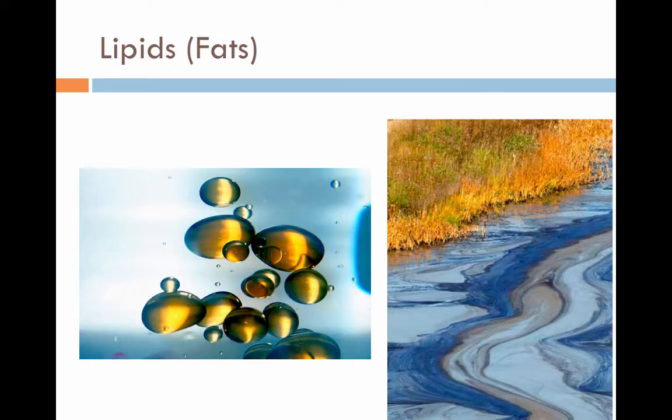What is special about lipids, unlike any of the other organic molecules, is it does not mix in water. Have you ever tried mixing oils, which are fats, which are lipids, in water? You can stir them around a lot, but they will never mix together. That's why if there's a big oil spill, you can't actually get the oil mixing with the water.